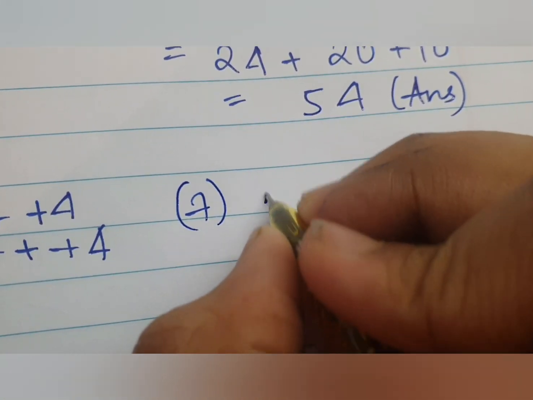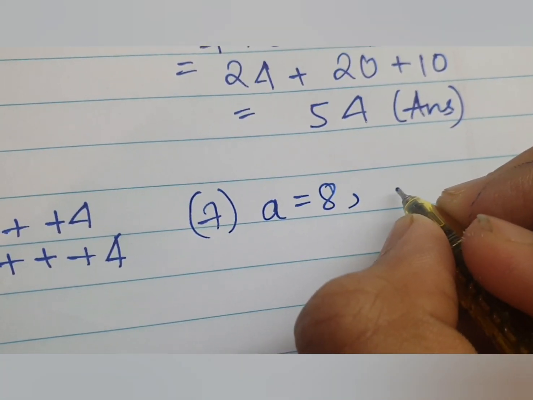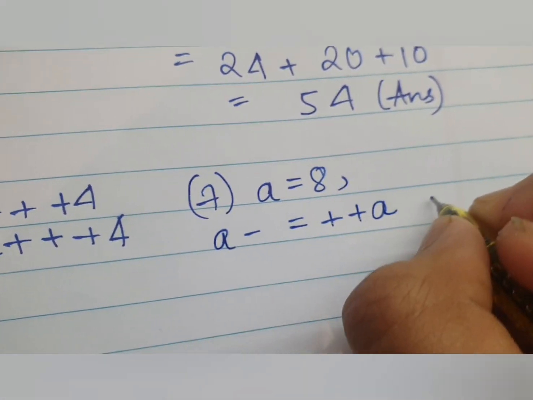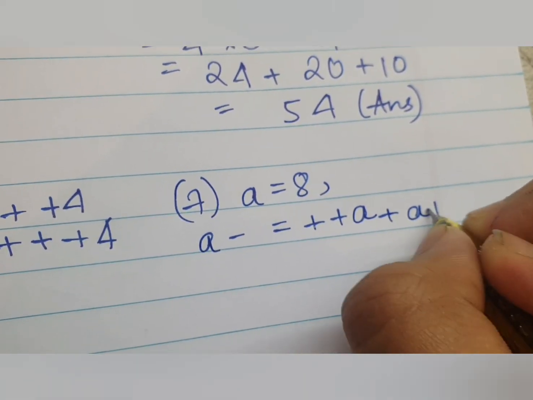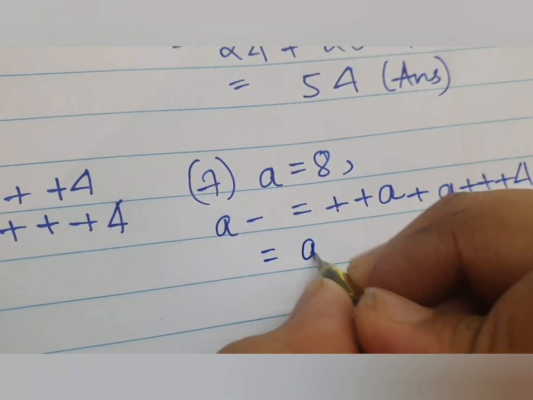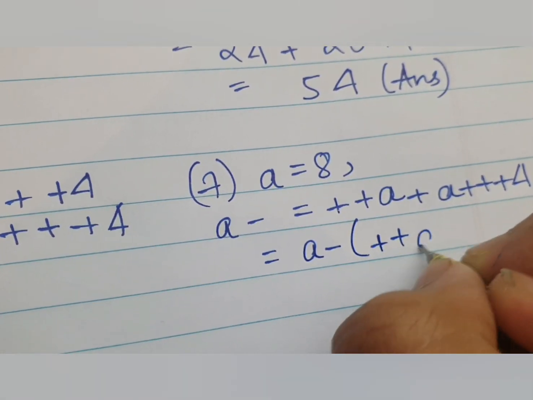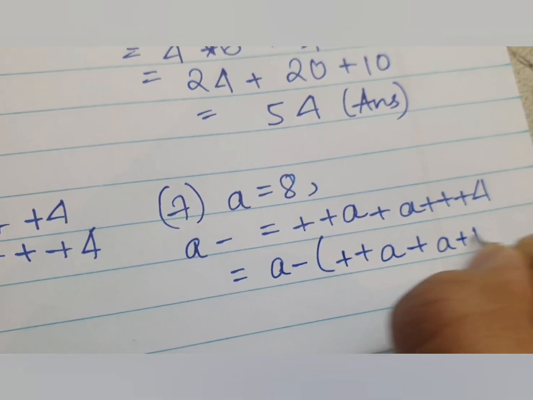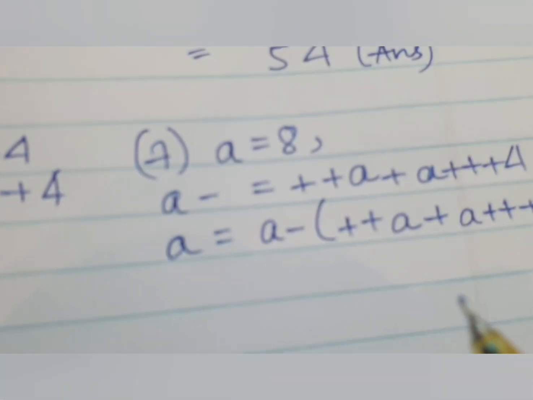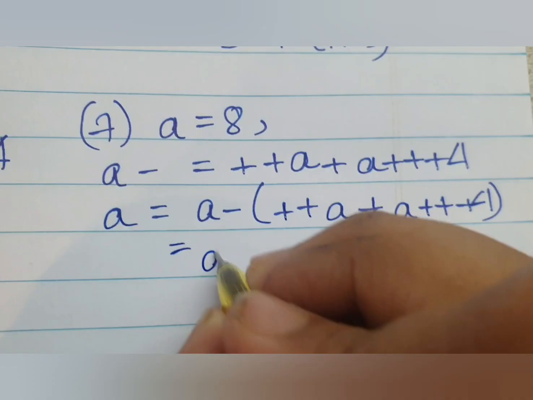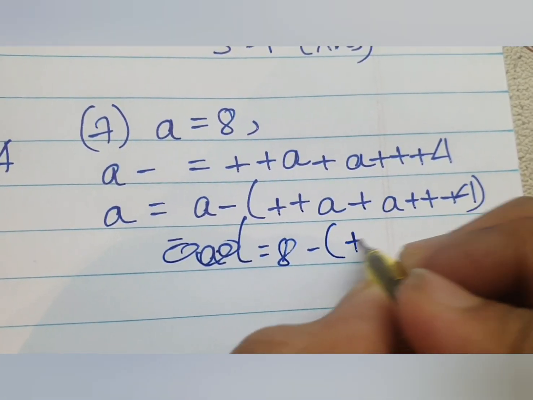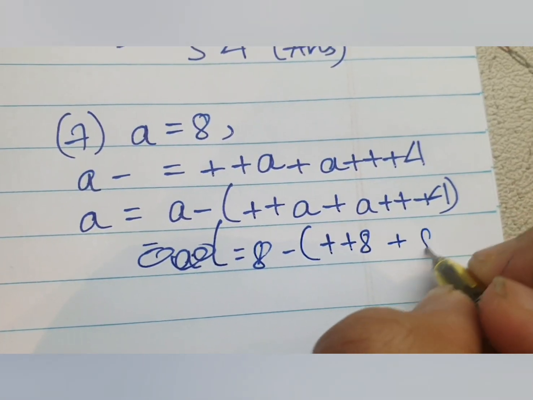Okay, so now let's do question 7. Question 7 is saying A equals 8. So you have to find A -= ++A + 4. Now you know what does this mean? It means A = A - (++A + 4), and don't forget to put this bracket. Okay, so A equals this. Got that?